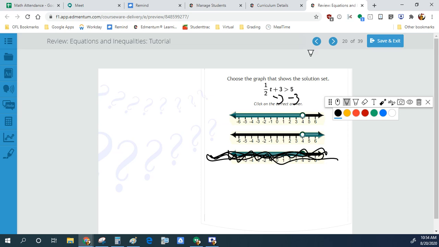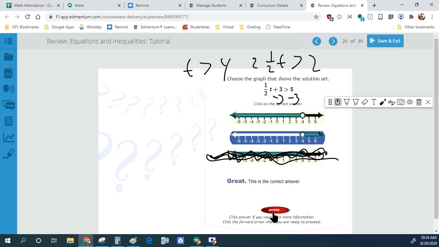We're going to subtract the 3. We get half of x. You think it's the second one? Let's check this out. Times 2. So we get t is greater than 4 because we're multiplying by 2. So yeah, exactly. It was the second one. Good job, guys.